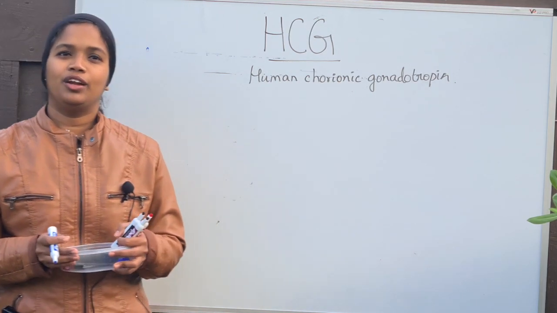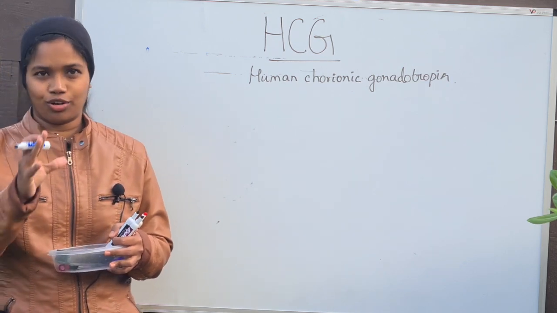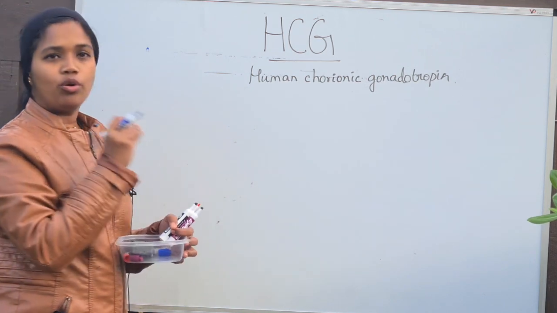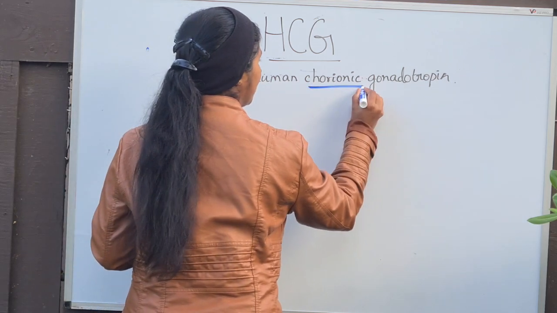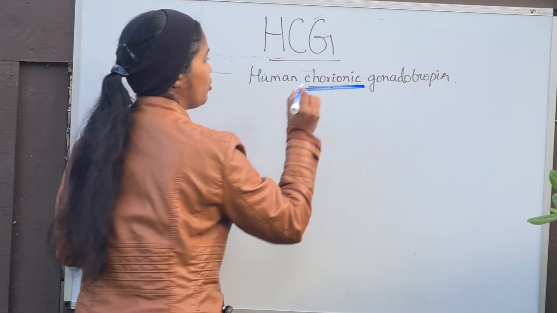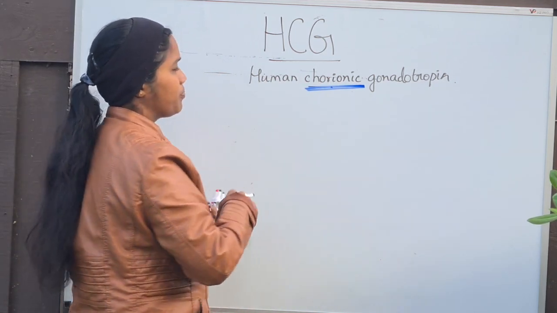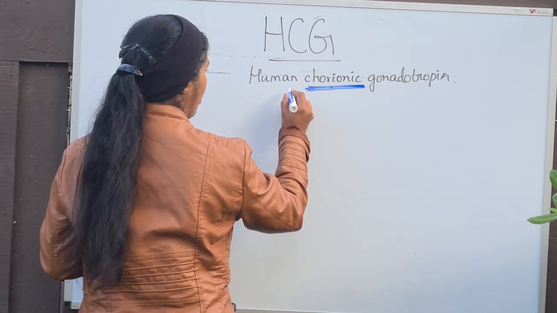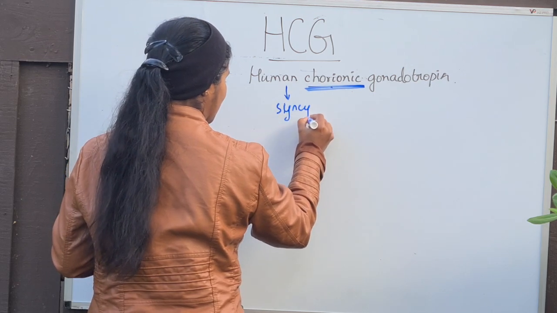Hello everyone. Today we are going to see about human chorionic gonadotrophin. So, what is basically human chorionic gonadotrophin? As the name says, it is released from the chorion. What is chorion? Chorion is present in the placenta. Human chorionic gonadotrophin is produced by the syncytial trophoblast of the placenta.